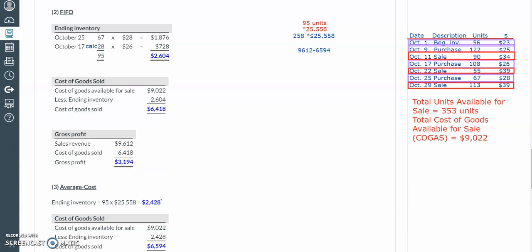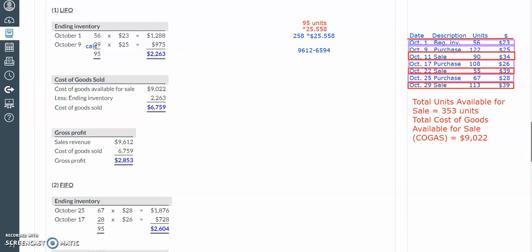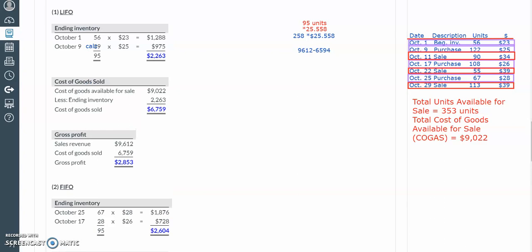The next method we're going to be talking about is our LIFO method, which means last in, first out. So that means that this inventory that I just purchased is the inventory that I'm going to be selling to my customers. Okay? And what happens with LIFO is that your old inventory still remains. So I'm going to take my old inventory, 56 times 23. Then I'm going to look at my second most recent purchase. And once again, I want to look at this 95 units.